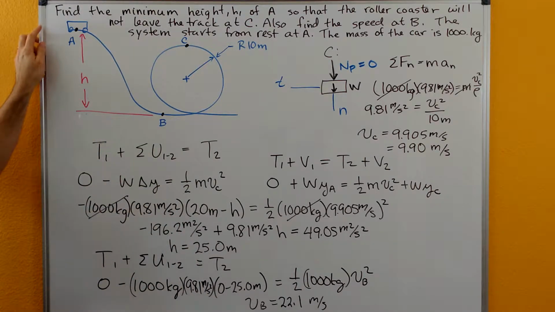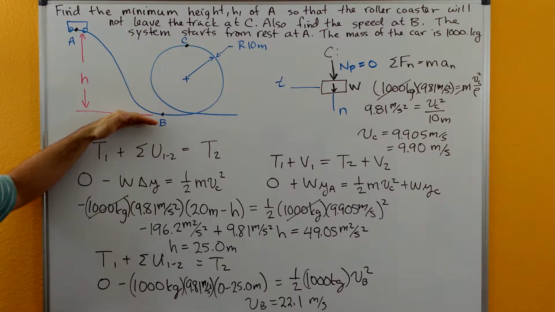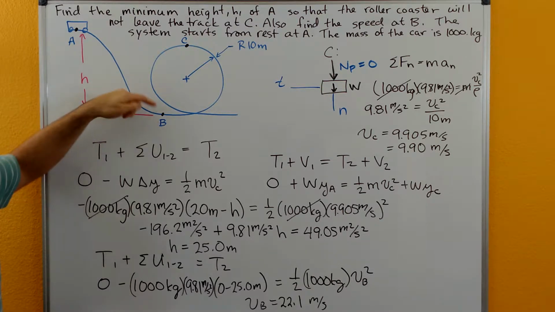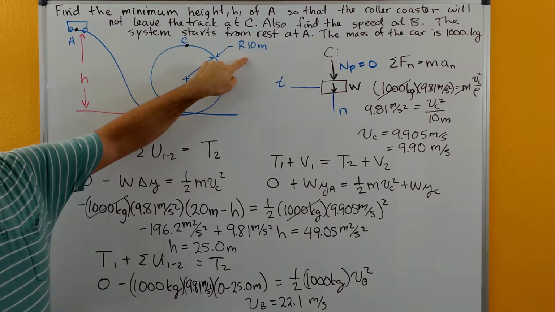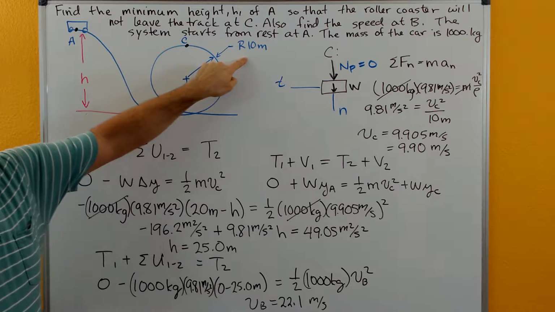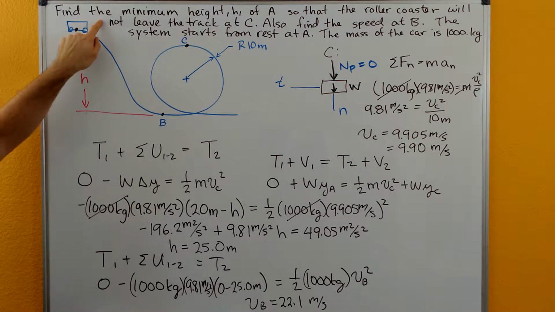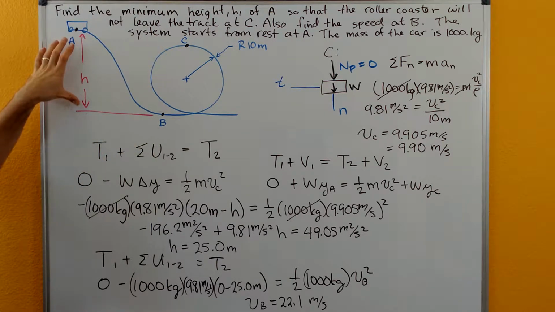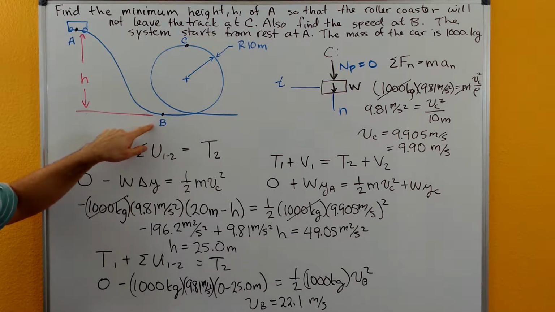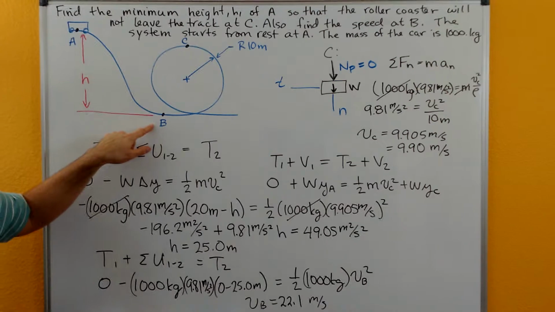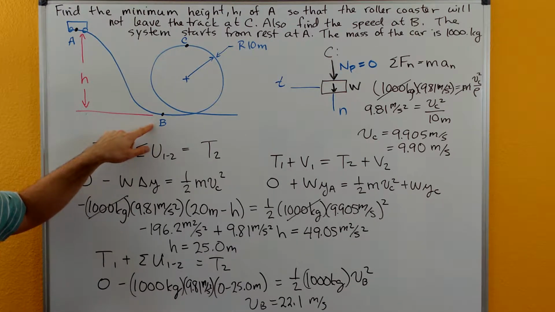With this problem, we've got a roller coaster. It's at an initial height of h at A. It goes down to the ground level here at B, and then it goes through a loop. We're investigating the top of the loop here at C. The loop is circular and has a radius of 10 meters. So we want to find the minimum height h at A so that the roller coaster won't leave the track at C, and then we'll use that to go back and calculate the velocity, or speed rather, at B.